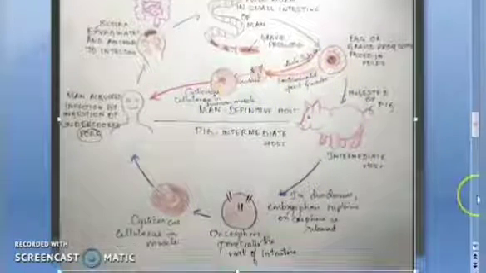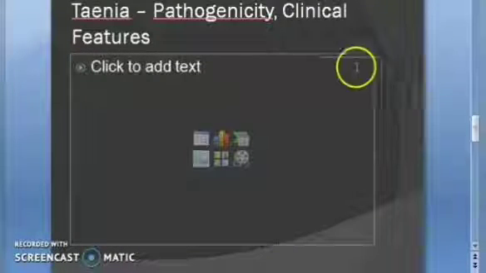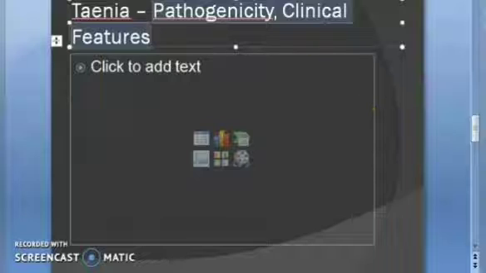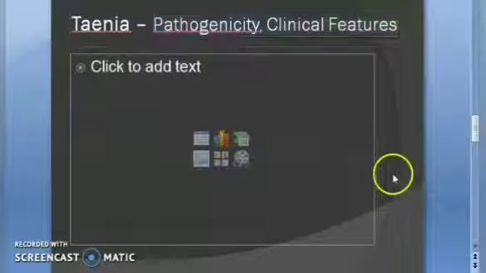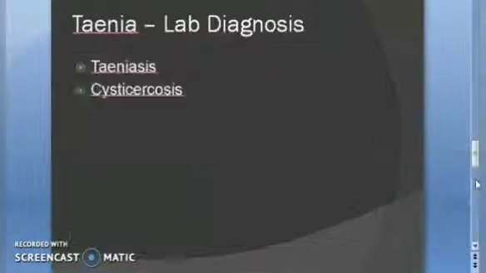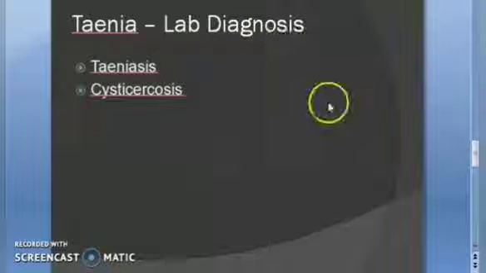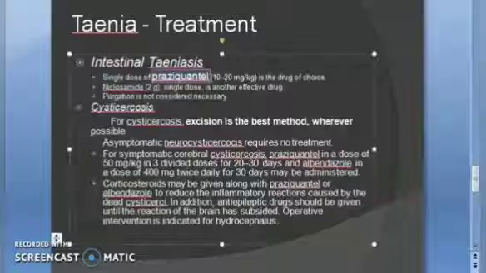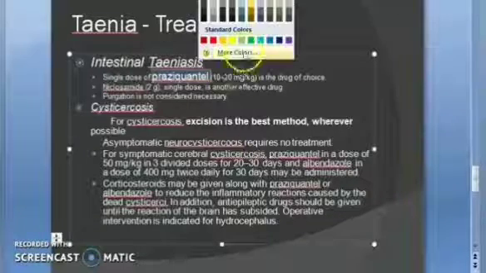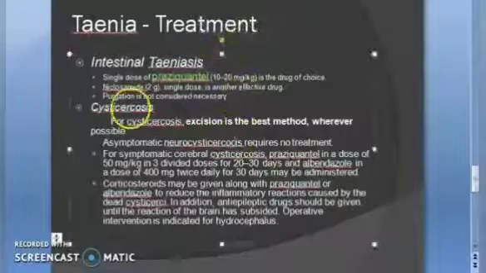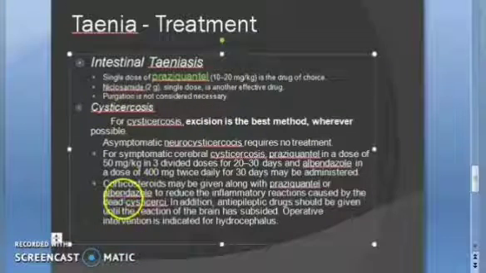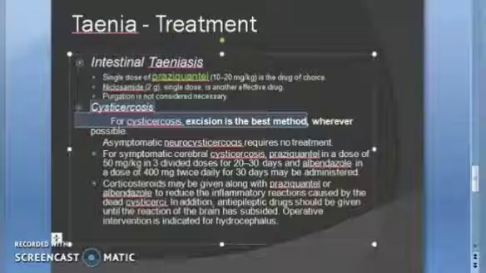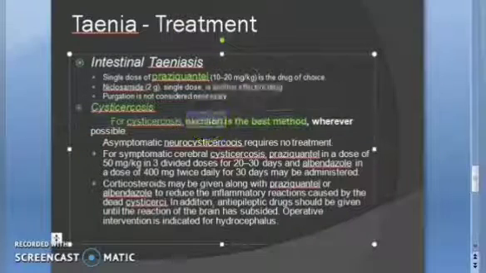Okay. Then pathogenicity and clinical features we have yet to look at. We have to look at pathogenicity, clinical features. We have to look at the lab diagnosis for taeniasis and cysticercosis. Treatment overall we know, like praziquantel will be given, correct? And for cysticercosis, the best treatment is actually excision. Excision is the best.